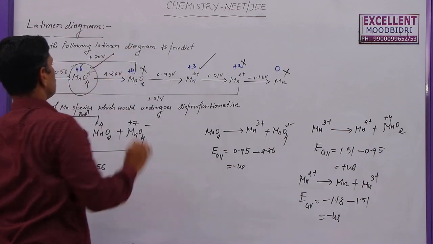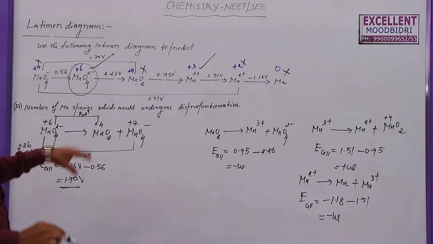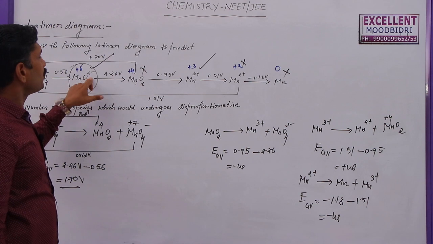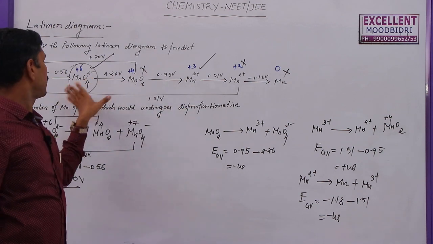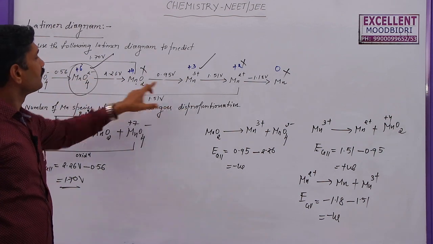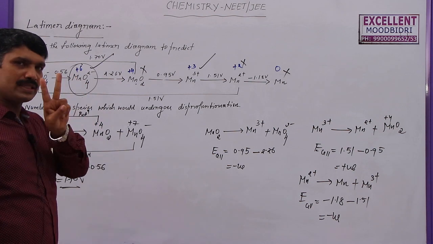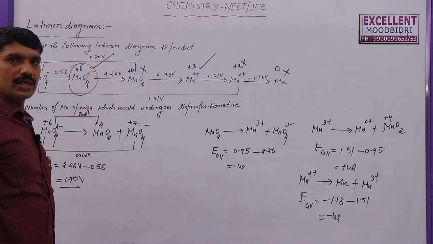So what are the species that undergo disproportionation reaction here? MnO4 2- and Mn3+ undergo it. The number of manganese species, the total answer, is 2. Two species undergo disproportionation reactions.